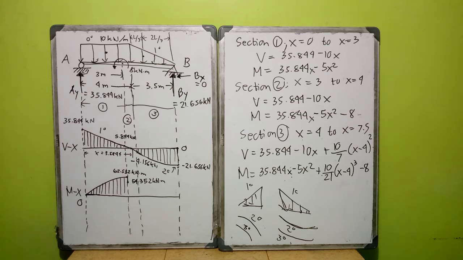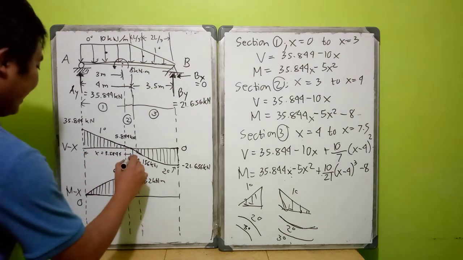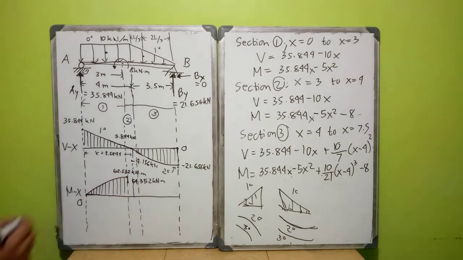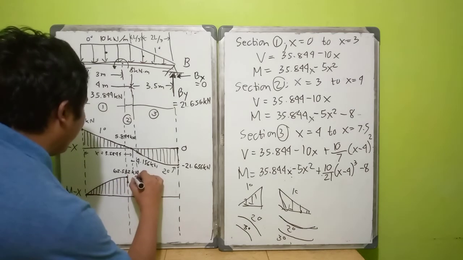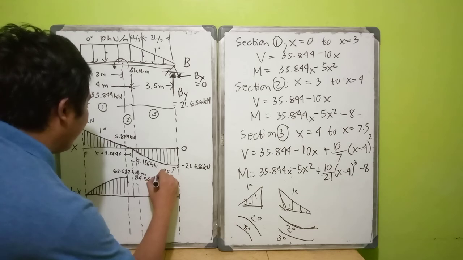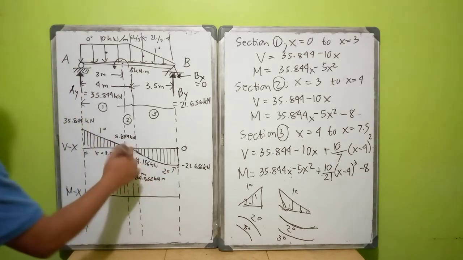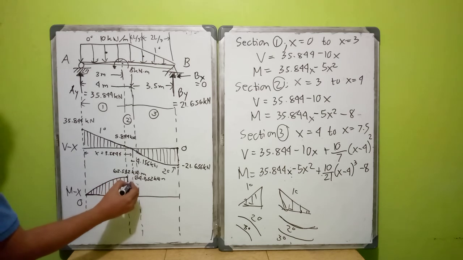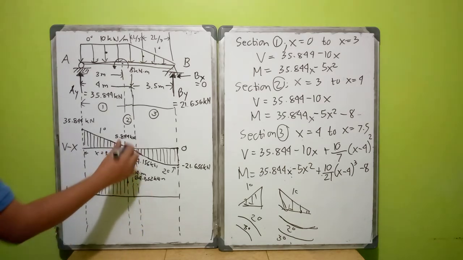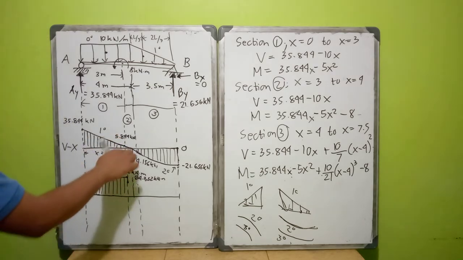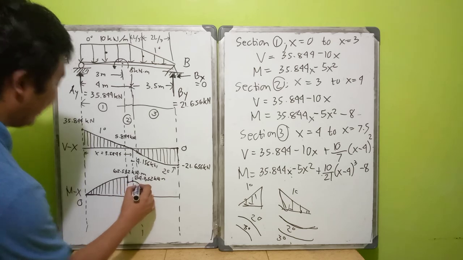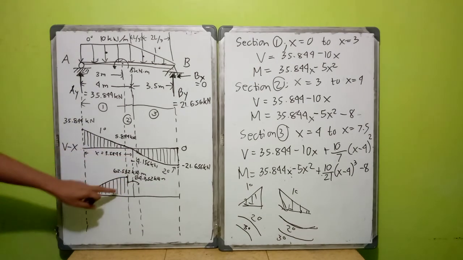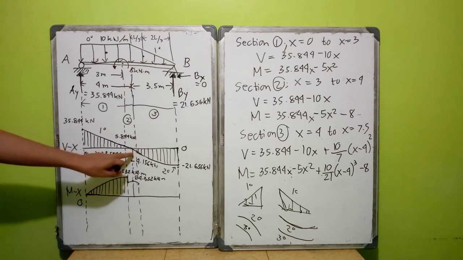And then there is a value in which there is an increase. So here it will be 54.352 kilonewton meter, and then there is a point of zero shear, so there will be a momentary increase at that point, and then it will go down again, since it will start a negative area.